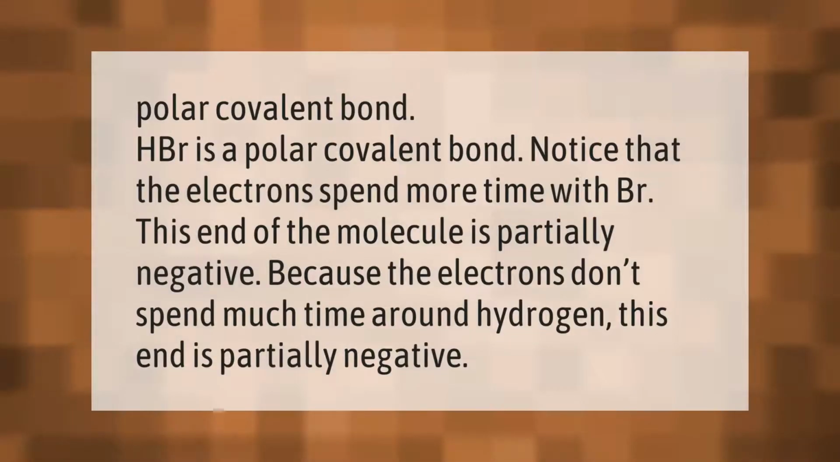Polar covalent bond. HBr is a polar covalent bond. Notice that the electrons spend more time with Br. This end of the molecule is partially negative. Because the electrons don't spend much time around hydrogen, this end is partially positive.